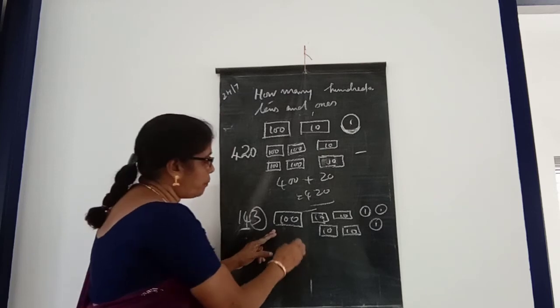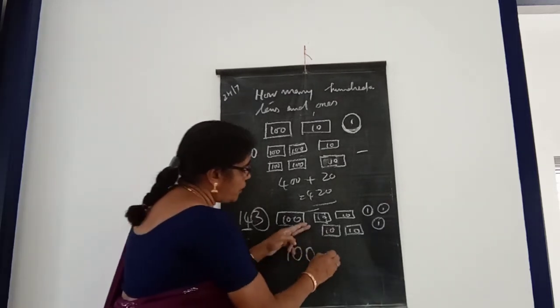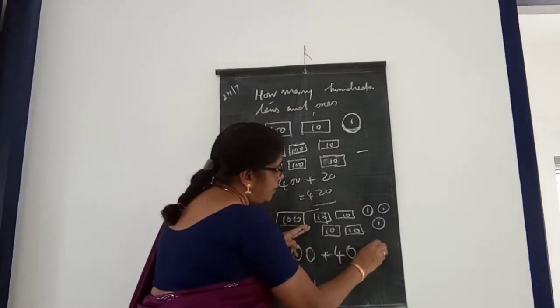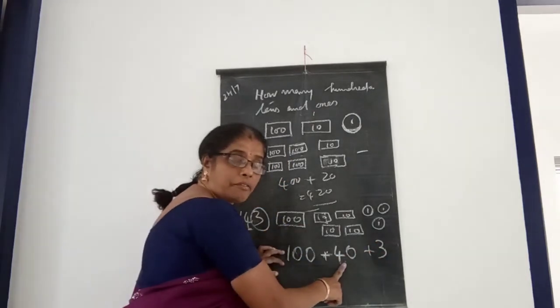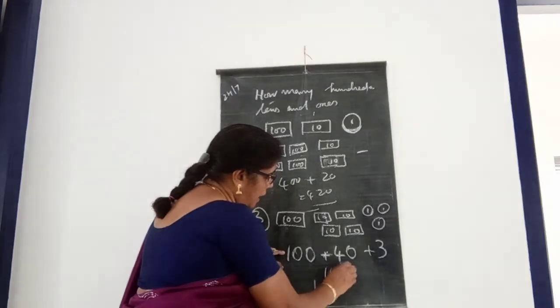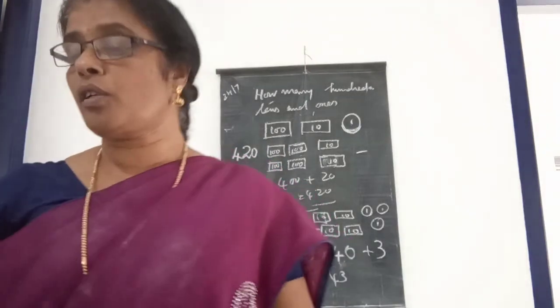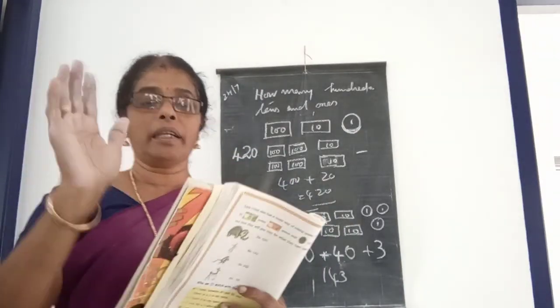So 100 rupees, that is 1 into 100, 100. 4 into 10, 4 tens are 40. 3 ones are 3. So 100 plus 40 plus 3, 143. Okay children, likewise you have to do this one also. This one also you can take as homework. Okay children, bye.